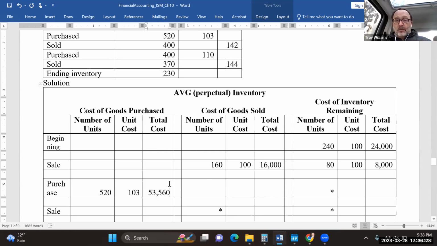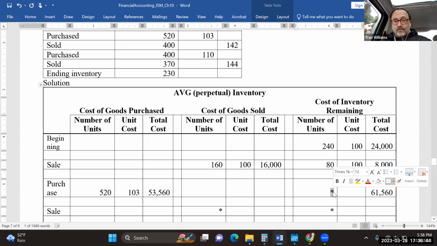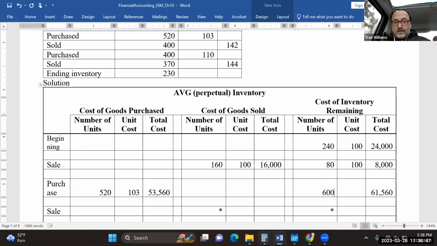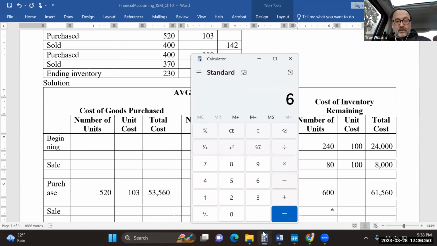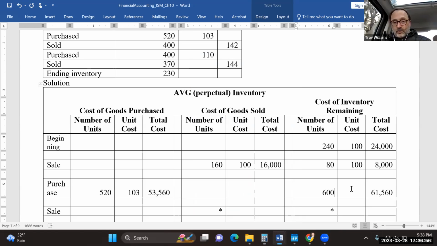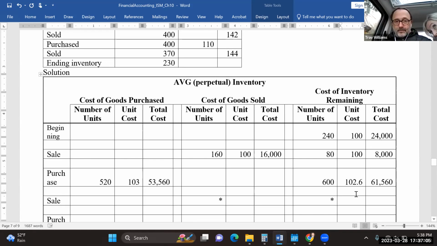But again, when we're doing the weighted average method, what we now have to do is take our previous total plus our new total. So that's going to be 61,560. We're going to take our previous number of units plus our new number of units. So that'll be 600. And then we divide the total cost by the total number of units, get 102.6. So that is the cost, $102.60 per unit.